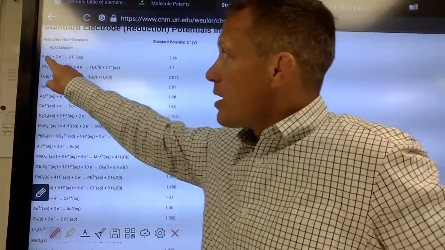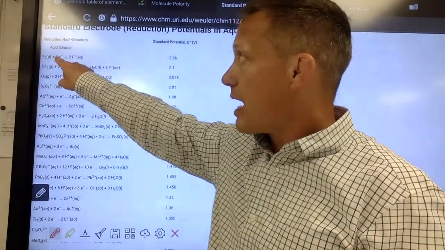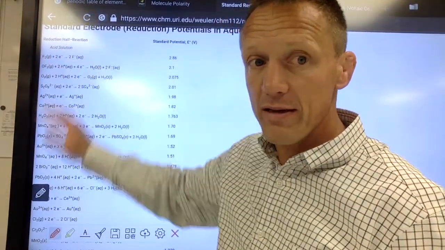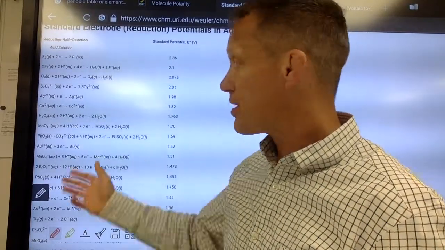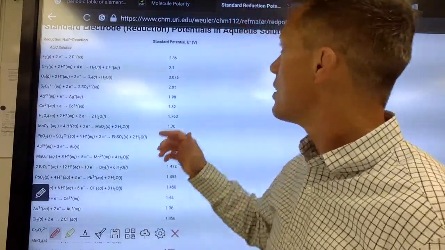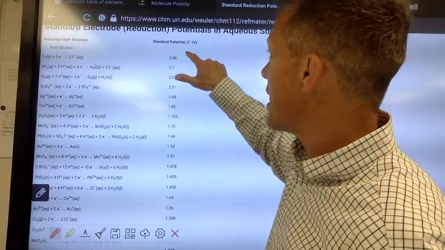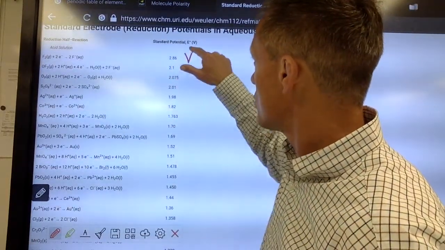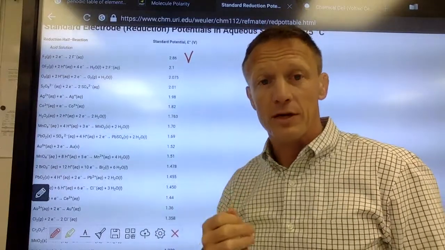So for example, F2 as a gas has a great ability to gain electrons, better ability than anything else on here to gain electrons and become F negative. It really wants to gain electrons, has a high electronegativity. Its reduction potential is 2.86 volts. Now you probably don't know what a volt is.